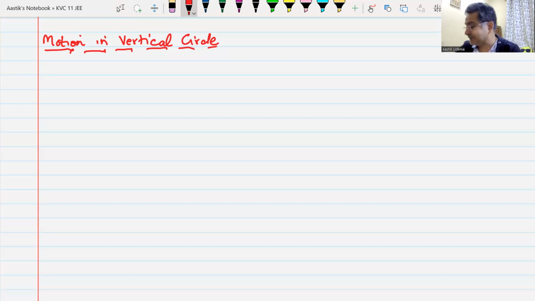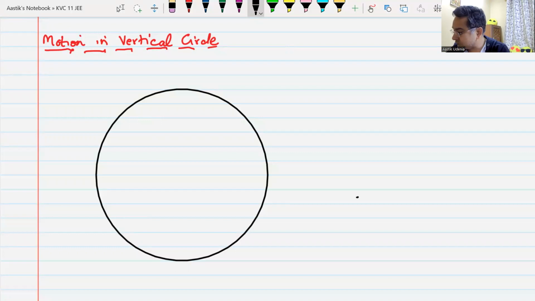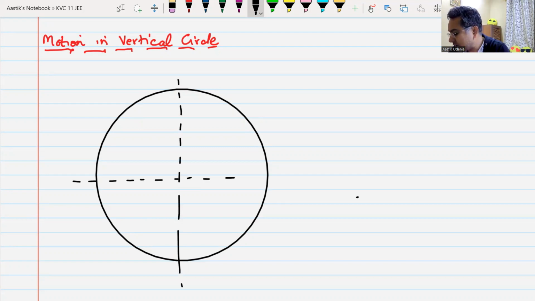Motion in a vertical circle. What is a vertical circle? If I have to see a motion in a vertical circle, first of all, I need to draw a circle which is vertical. So here is a circle which is vertical. This circle has a center and this circle has a radius. Now, the simplest example of motion in a vertical circle, and we can do it case by case.